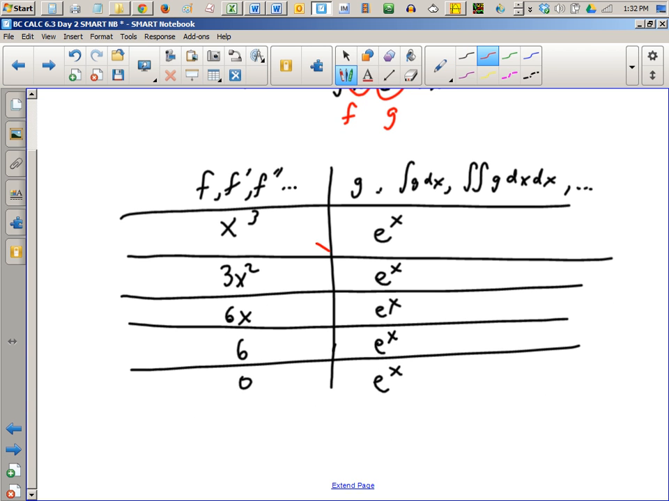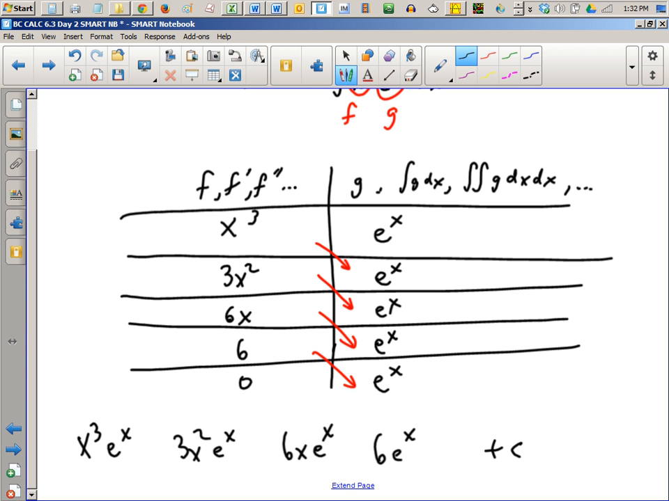Okay? Draw the arrow. Bam, bam, bam, bam. This one has 4 arrows, which means you have 4 products. So it's going to be x cubed e to the x, 3x squared e to the x, 6x e to the x, 6 e to the x, and there's a plus c. And then you go in and you put in your alternating signs. So it's positive, negative, positive, negative, positive, negative, positive, negative. And at the end, we always put plus c no matter what.